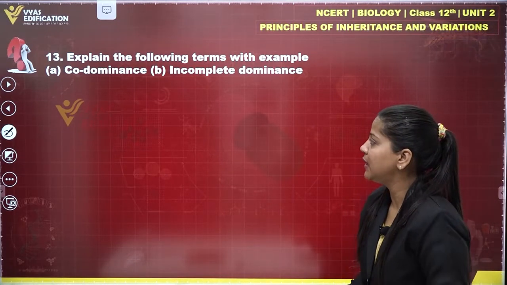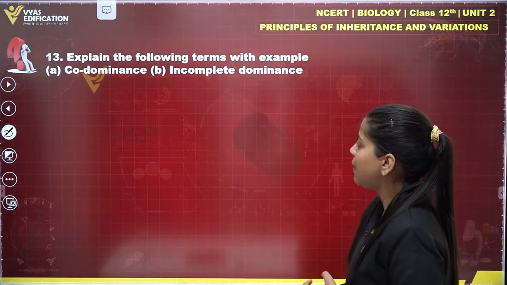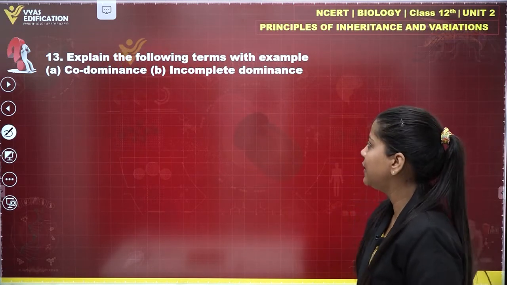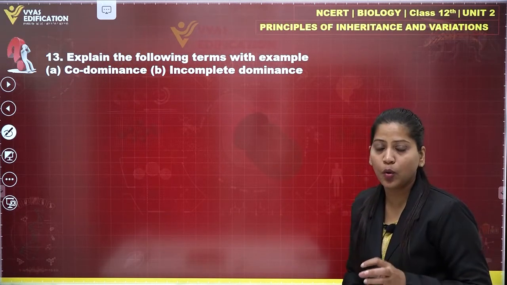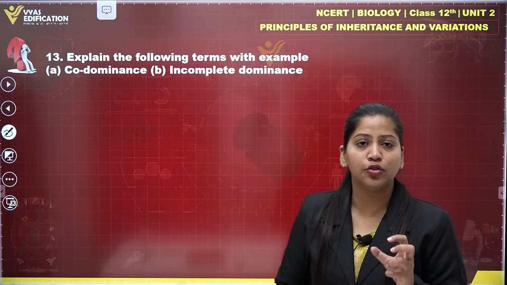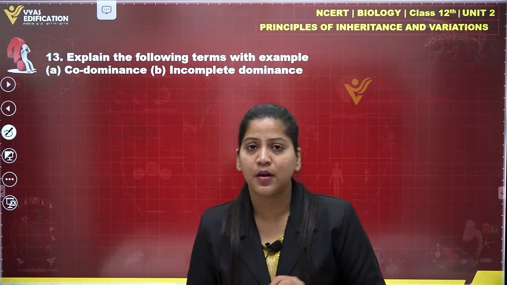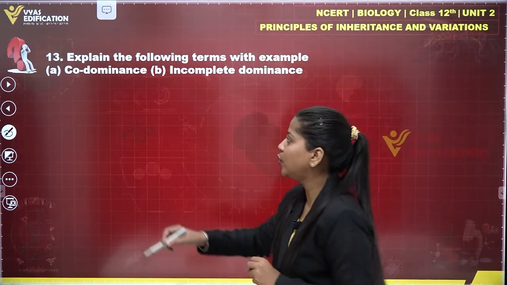About question number 13. Explain the following terms with examples: codominance and incomplete dominance. So we have to explain codominance and incomplete dominance along with their examples. First we are talking about codominance.